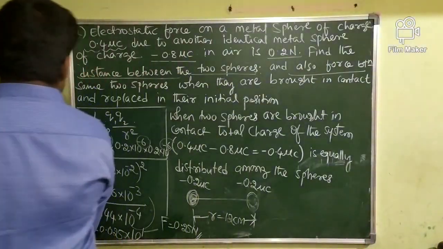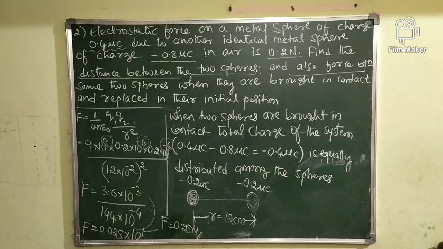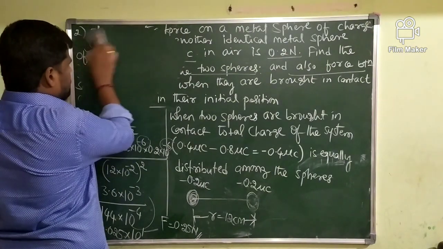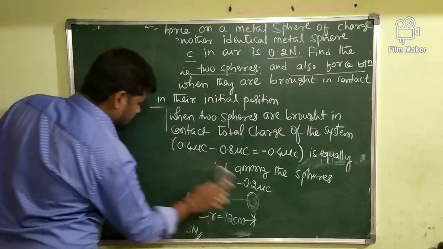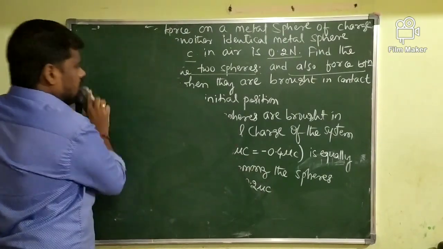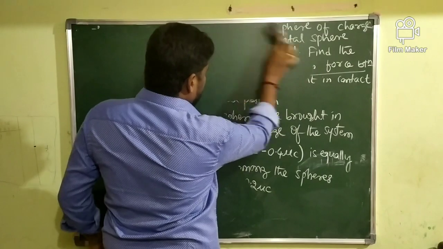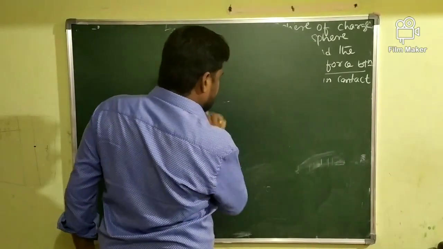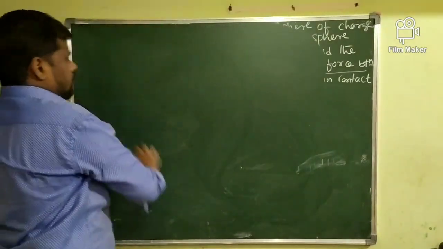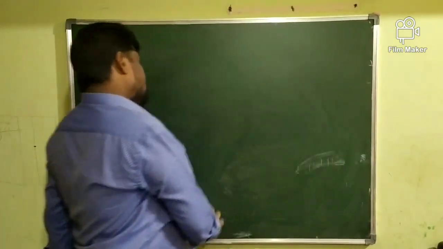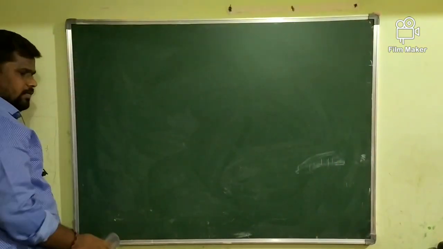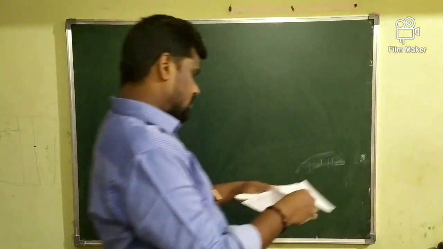Now we are heading towards the third numerical, and this will be the last numerical of this particular session. I am going to take the third numerical on the lesson electric charges and field. The remaining numerical we will solve in the next session. Now you go to the third one.